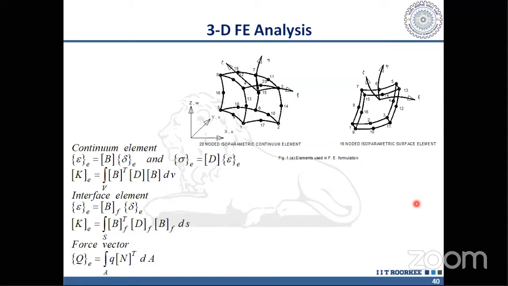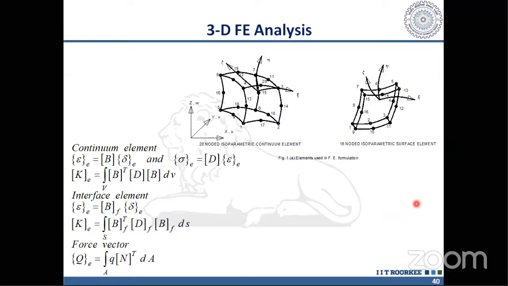As FEM is quite simple, we just use the same formula, integral of B transpose D B. Similarly for interface elements, our strains will be equal to the relative displacement. Let us say U is the displacement in the x direction, then U of pile minus U of soil is the relative displacement. That is the strain for interface elements. Similarly, V of pile minus V of soil, W of pile minus W of soil. So there will be these three strains for a given interface element at any point.